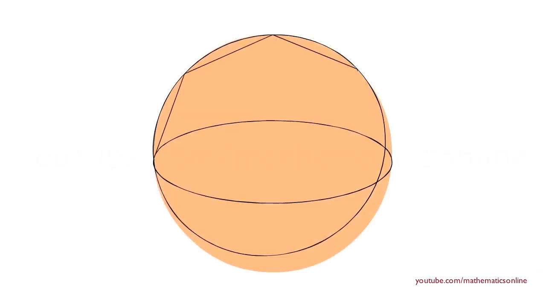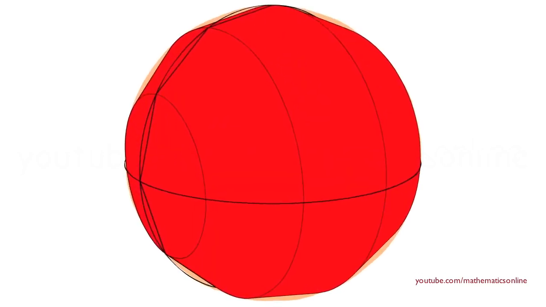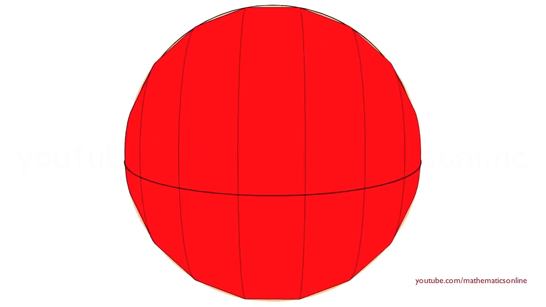Next, we inscribe a polygon inside the sphere, and we rotate the polygon along its horizontal axis to create a 3D model. Now, if we increase the number of sides of the inscribed polygon, we can see how this affects the shape of the model. Specifically, notice how the surface area of the model approximates the surface area of the sphere.